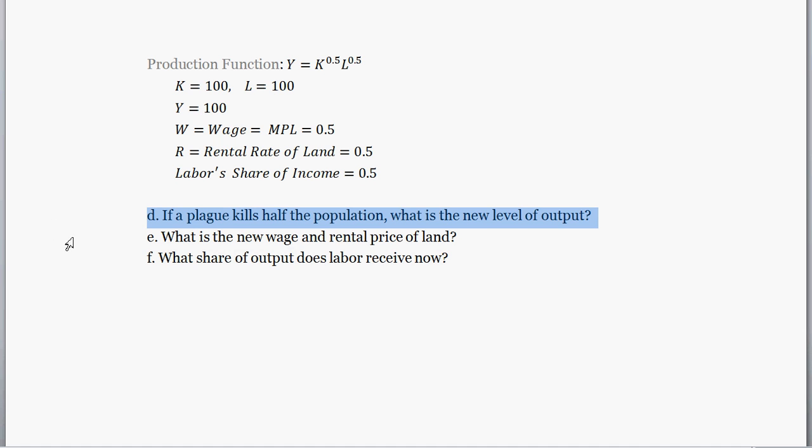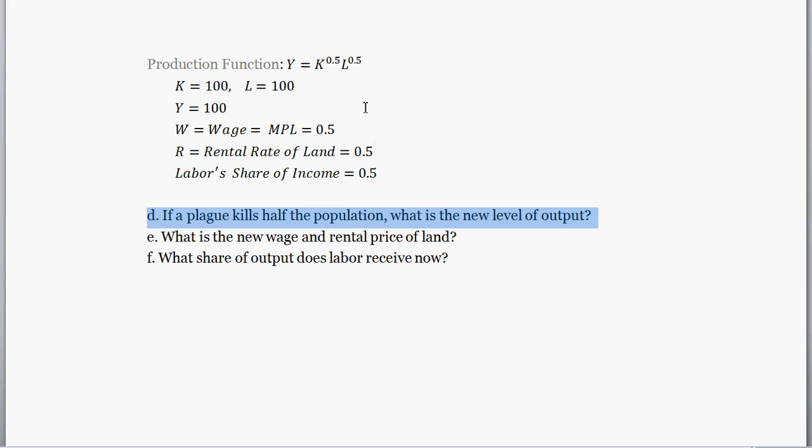So part D, actually part E and F kind of build off part D, but part D is if a plague kills half the population, what is the new level of output? And then we'll also find out the new wage rate and the new rental price of land, and then we'll also see if the share of output that labor receives has changed. So part D, we have a plague.